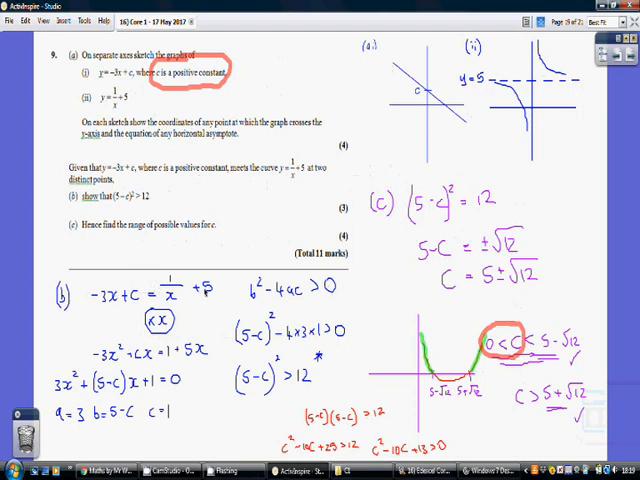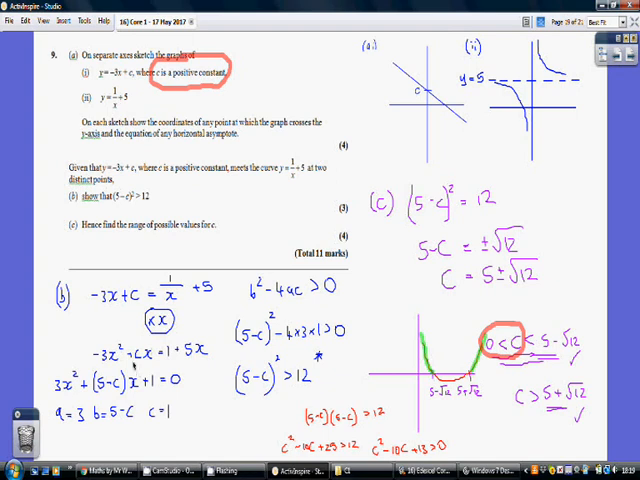So let's set our 2 graphs equal to each other, so our straight line equaling our reciprocal graph. And let's choose to undo this dividing by x to multiply through by x. So we get minus 3x squared plus cx equals 1 plus 5x. Taking this all to the left-hand side and setting equal to 0, we get this discriminant here.